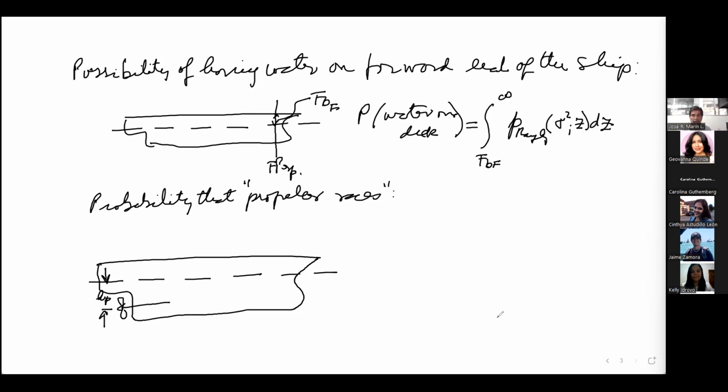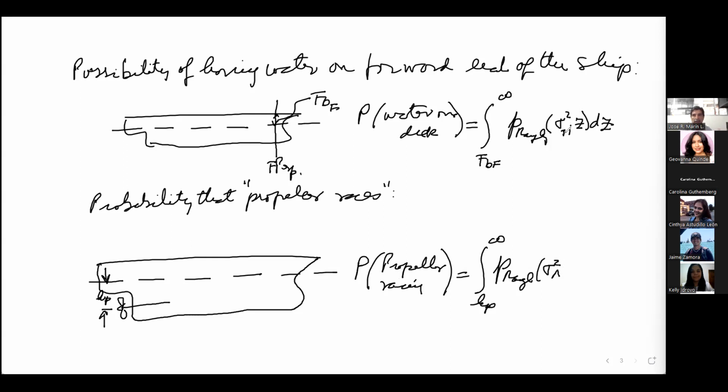Okay, so again, the probability of propeller racing is the integral from H sub P to infinity of the Rayleigh distribution using the sigma square. This is from the forward relative motion. This is for the aft relative motion. Easy.